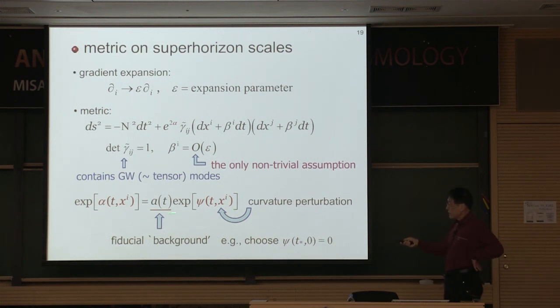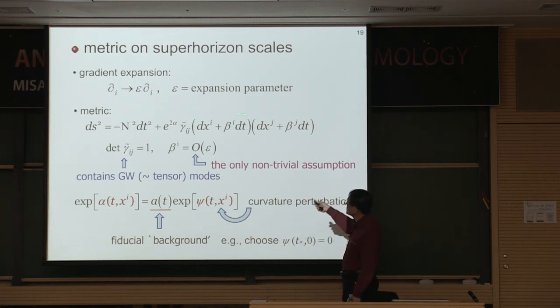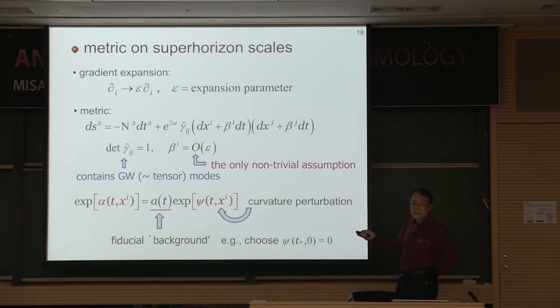Well, you don't have to, but this is convenient, because in any case you will have some reference isotropic Friedmann universe. Anyway, then you can choose the value of this at a certain point to be zero. Everything is just convention. Now, up to here, as I said, this is most general. The most important and crucial assumption is that this component is a quantity of order epsilon.